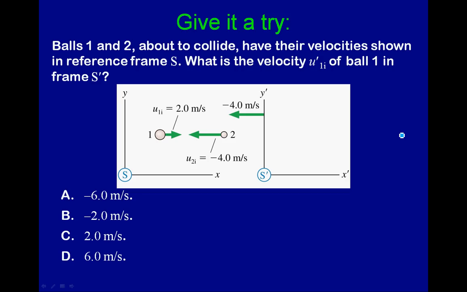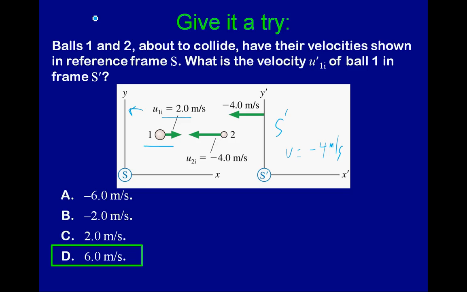So let's see how this works. Here we have two frames, S and S prime, and a bunch of speeds. We're going to talk about particle 1. Particle 1 in the unprimed frame is going with a positive velocity of 2 meters per second. This frame, S prime, is moving with a velocity of -4 meters per second. So what is the velocity of ball 1 relative to S prime? Hopefully you got that it's 6 meters per second. Here I'm going to use my equation that looks like this.